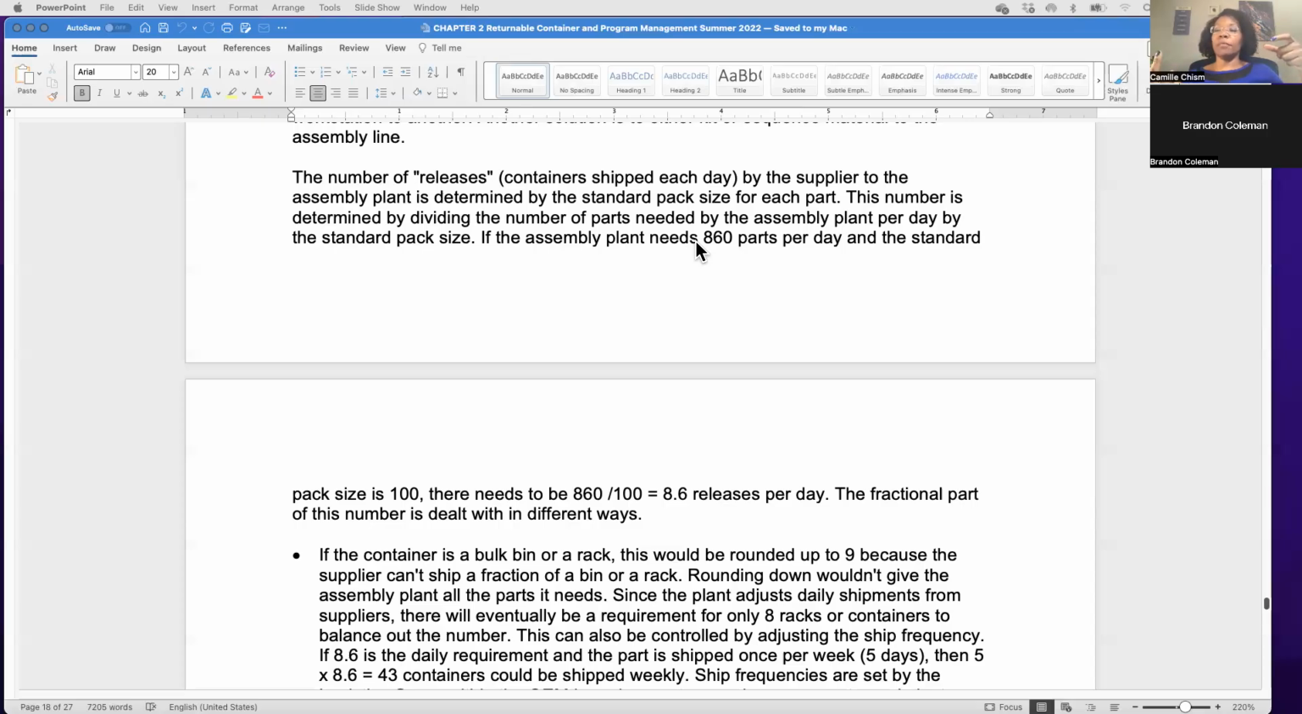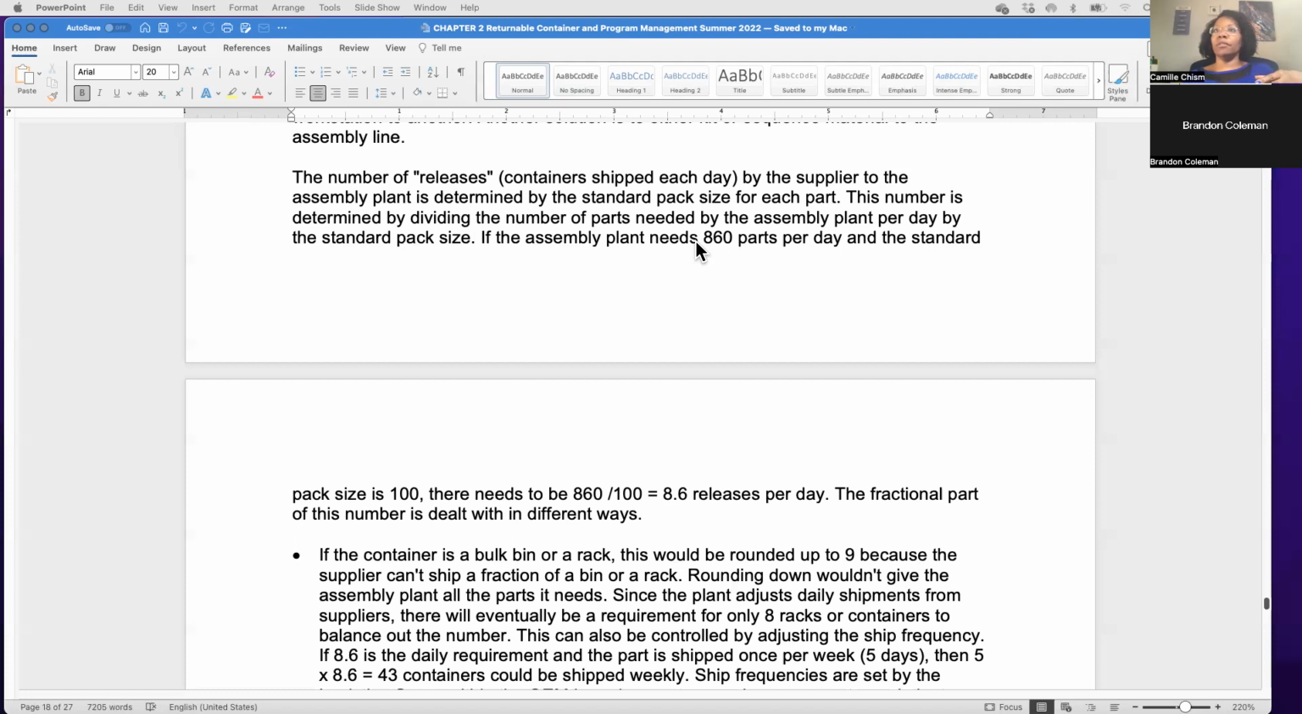So that driver has to come and do the route and deliver and pick up empties 10 times a day. However, that 8.6 may not coincide. So if you deliver 10, you're going to end up with almost 1.5 extra containers sitting at the line every day. And that's going to add up over time.